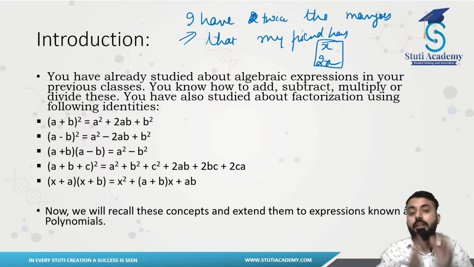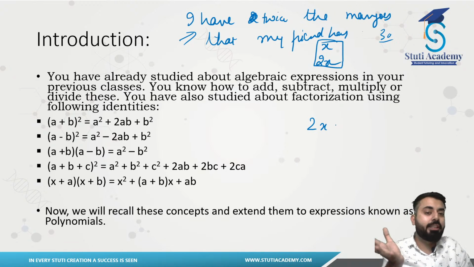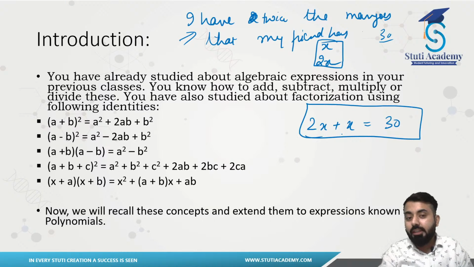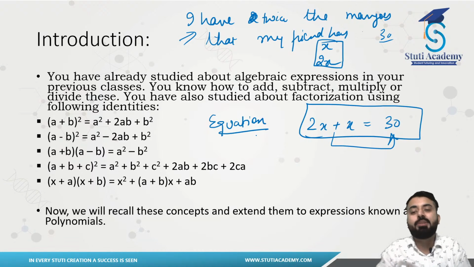It does not give you any finite value. And let's say I complete this statement and tell you, I have twice the mangoes that my friend has, and together we have, let's say, 30 mangoes. So this means if I add the number of mangoes that I have and the number of mangoes my friend has, together they are 30. You see, this is giving you a finite value, and this is an algebraic equation, or you can say this is your linear equation. So that is the difference between your equation and expression.